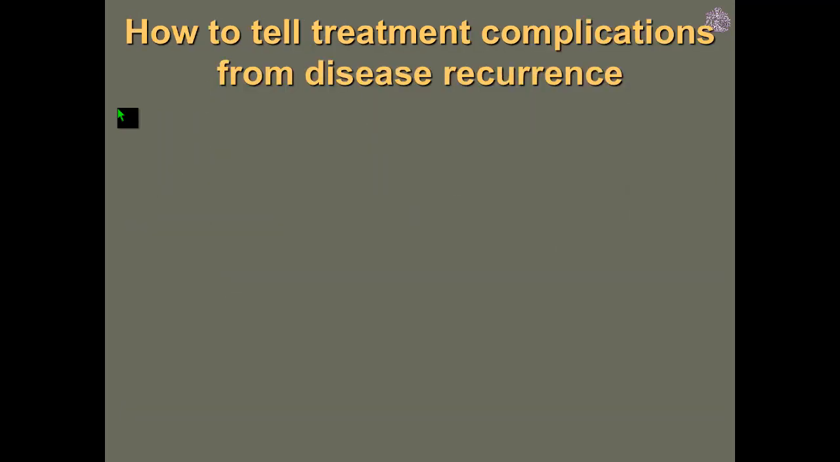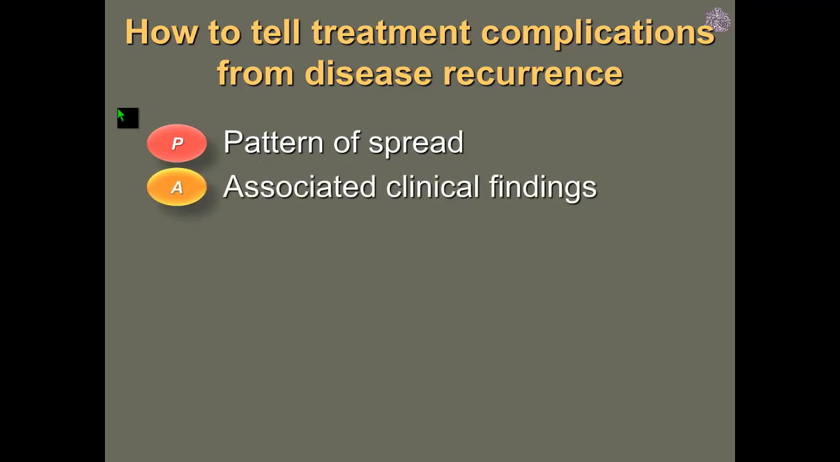So we come to the main gist of the final third of the talk, which is to give you some pointers as to how you can tell treatment complications from disease recurrence, and use the mnemonic PATTERN. So the P is for pattern of spread: you have to understand the pattern of spread of the disease you are dealing with, so have a good biological understanding of that.